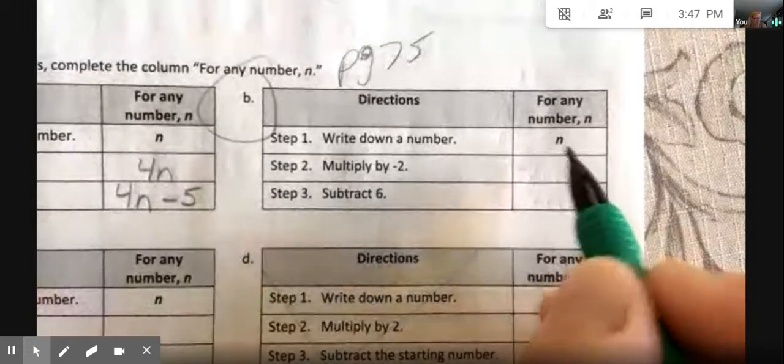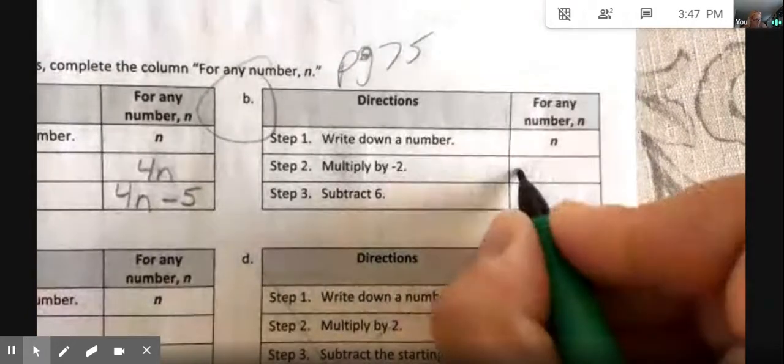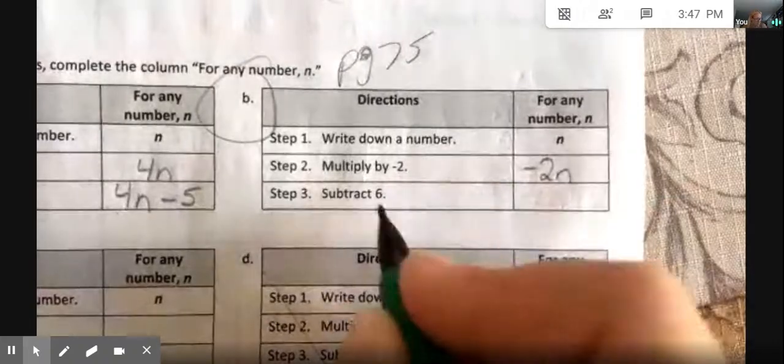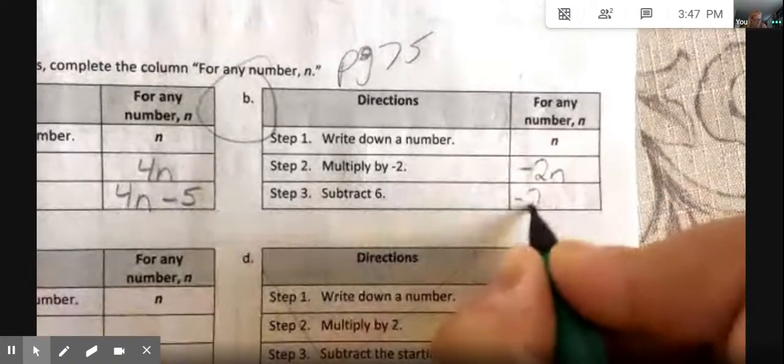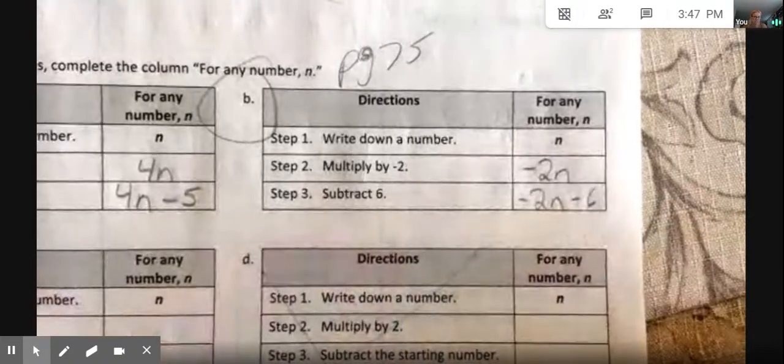Here's our number n. We're going to multiply by -2, so we'll have -2n, and then we're going to subtract 6 from it. Negative 2n minus 6.